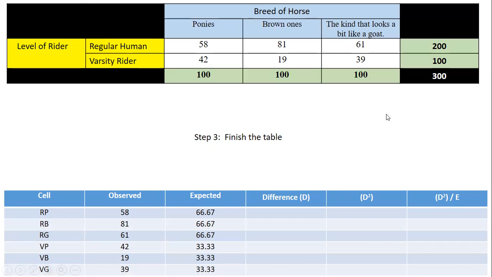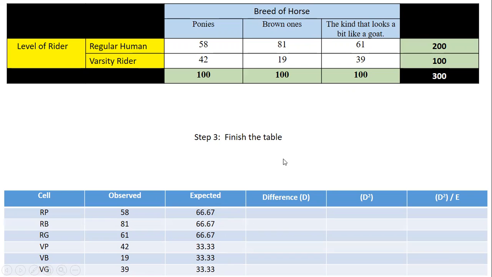All right, now again, because we have a lot of overlap here, these columns are all the same. Not surprising we're going to have values that look like this. So for this one, it was 200 multiplied by 100 divided by 300. For this one, row total 100 multiplied by column total 100 divided by 300. So these should have been the answers that you got. So 66.67s and then 33.33s for the rest of them. Okay, now finish the table.